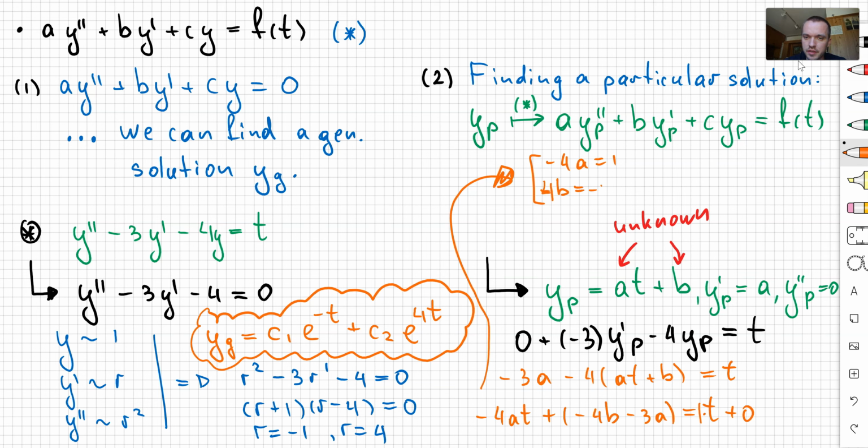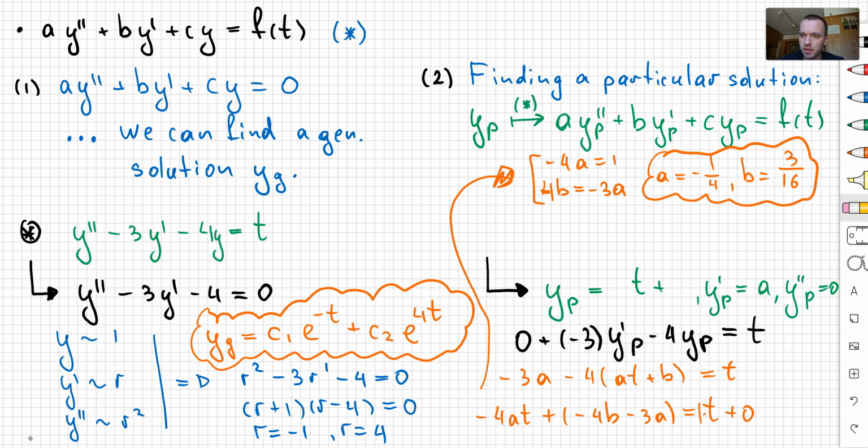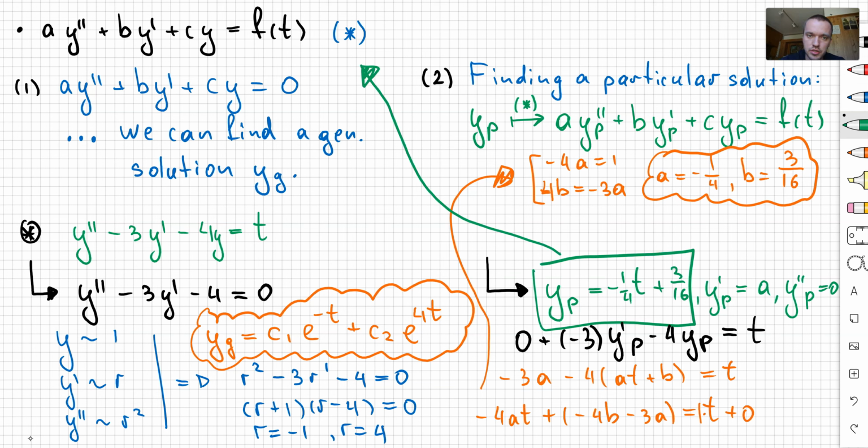4b is equal to negative 3a. And if you solve the system, you can see that we obtain a equal to negative 1 over 4, and then b is going to be equal to 3 over 16. And if I replace my constants a and b with those values, then that is exactly the solution y particular. So in other words, if you take this y particular and plug it inside your differential equation, after you differentiate and compute the expression in your differential equation, you're going to get t in the end.